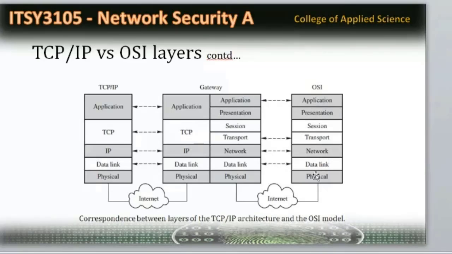Now, if you come to the TCP/IP model, what they did is merge the first 2 layers together, and they are going to call it the application layer.